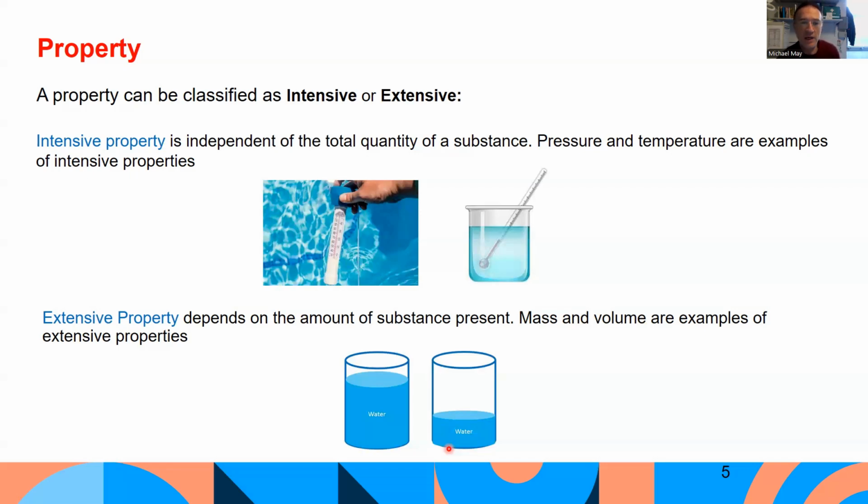However, if we look at mass and volume, here we have a beaker that's maybe a 500 ml beaker, let's say, and it's nearly full with water. And we have a 500 ml beaker that's nearly empty of water. And we can see clearly that influences the mass and the volume. So mass and volume are very much dependent upon the quantity of the substance. So that's the difference between what we describe as an intensive property and an extensive property.